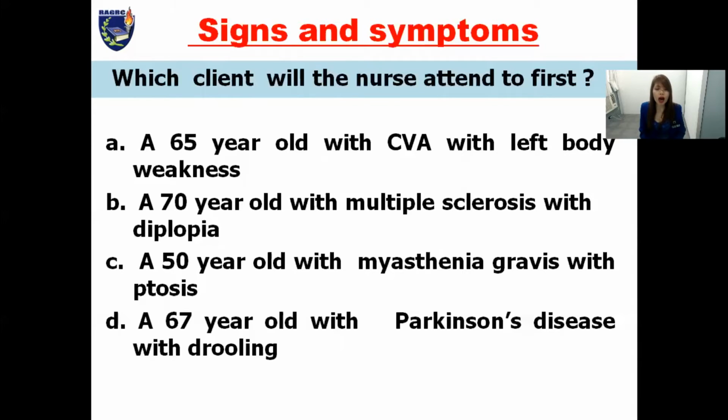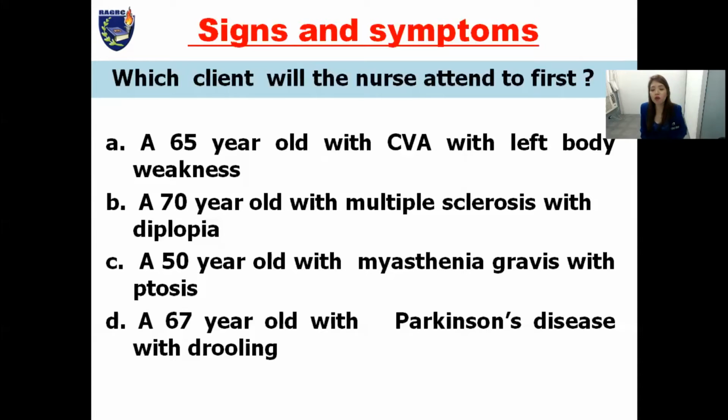A 50-year-old with myasthenia gravis with ptosis, we have to eliminate that once again, because in myasthenia gravis there is an expected descending paralysis. Meaning to say, the paralysis would be initially manifested in the eye. Ptosis is just drooping of the eyelid, and that is something that is expected. So by the process of elimination, you are eliminating A, B, and C. That will leave you to answer letter D.